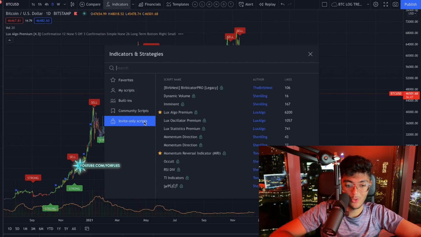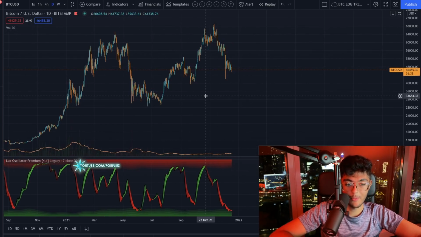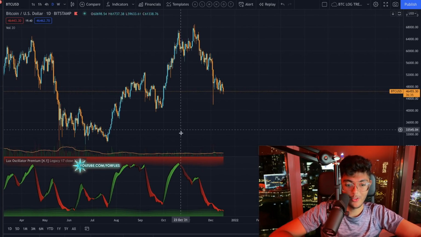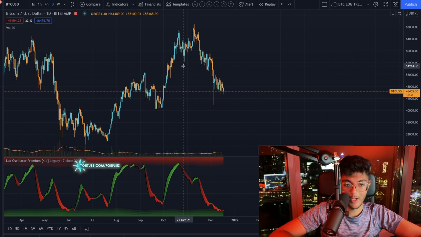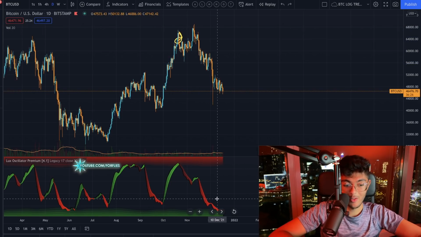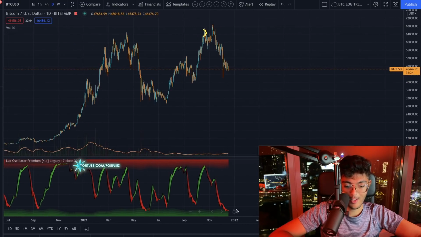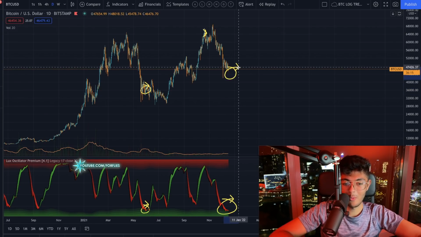If I show this to you right here, they've got Lux Algo Premium, Oscillator, and Statistics. The Oscillator as well, quite useful. This is not something that I use typically, but you can start to see right here that it starts to show that the market could be looking at turning bearish way before the market actually does, and it's actually right here looking like we might be turning bullish. And by the way, the last time we had that reading was down in the $30,000 range. So again, just really confirming what I'm already seeing.